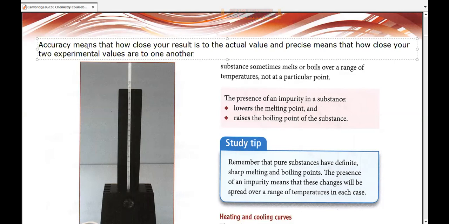And precision is actually how close your two experimental values are to one another. In lab, we do not do an experiment only once. We try to do it more than one time. We try to do it 3 times, 2 times, 4 times, so that we can take an average or get closer to the actual value. Because in lab, even making the smallest mistake can take your value far from the accurate value.